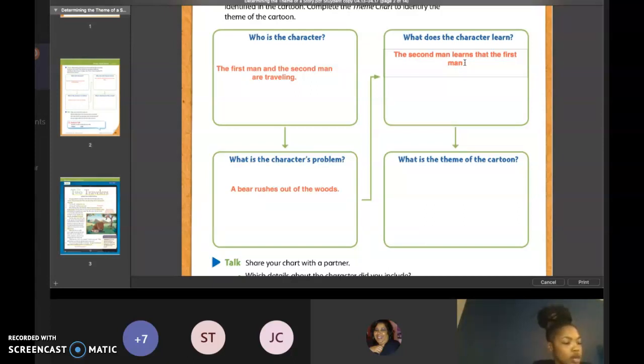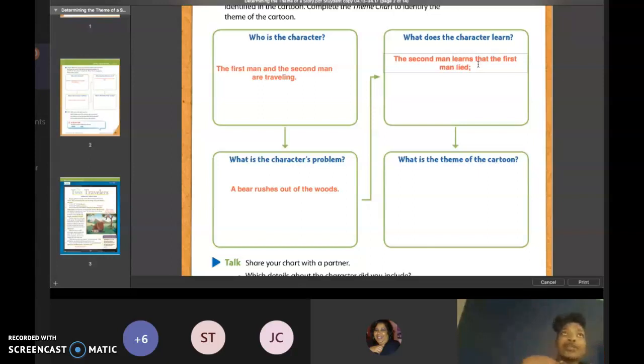Let's see who's going to put it in the chat box. Oh, Jabari said he lied. And then also, let me look at Jabari. I'm trying to read your actual response on what he learned, but I think it went away. Oh, okay. Jabari, he learned that he should never make a promise with him. Jabari, that is awesome. So he learns that the first man actually lied. Okay.